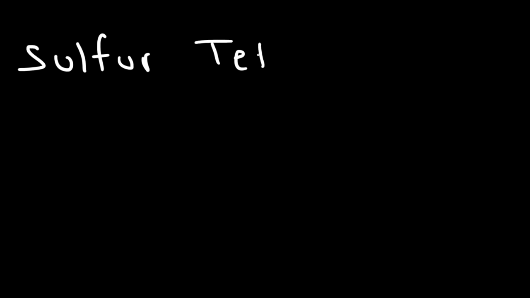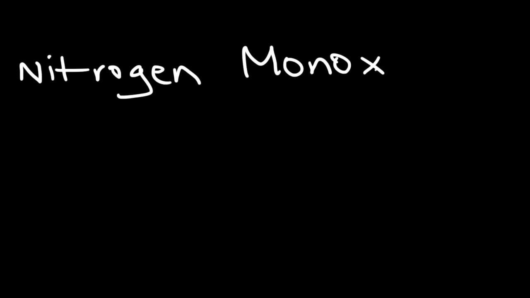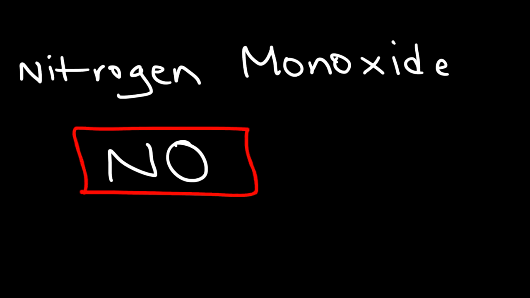Now let's try a few other examples. So what about sulfur tetrafluoride. Try that one. Sulfur is S, and then we have fluorine, and tetra tells us that we have 4 fluorine atoms. And so that's it for this example. Now let's try one more. Nitrogen monoxide. So we have nitrogen, and mono means one, so we have only one oxygen, and so NO is nitrogen monoxide.